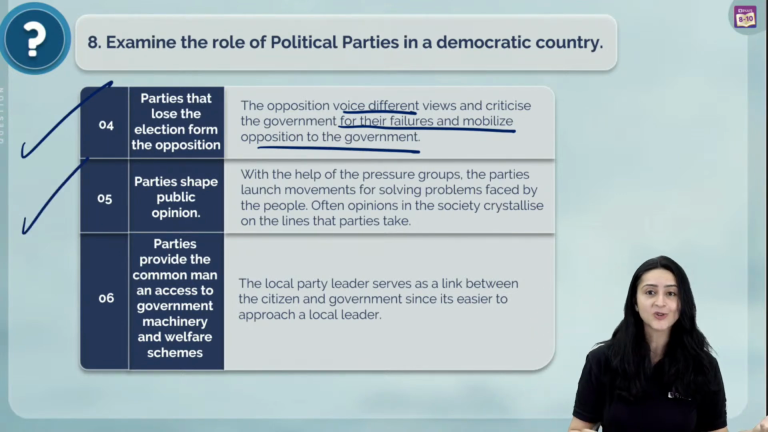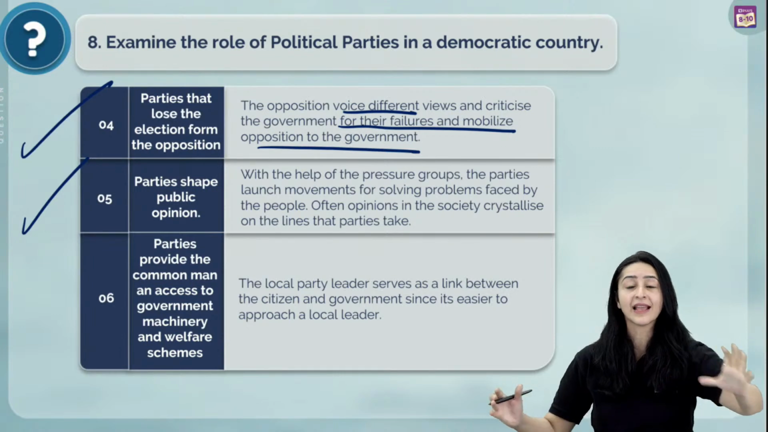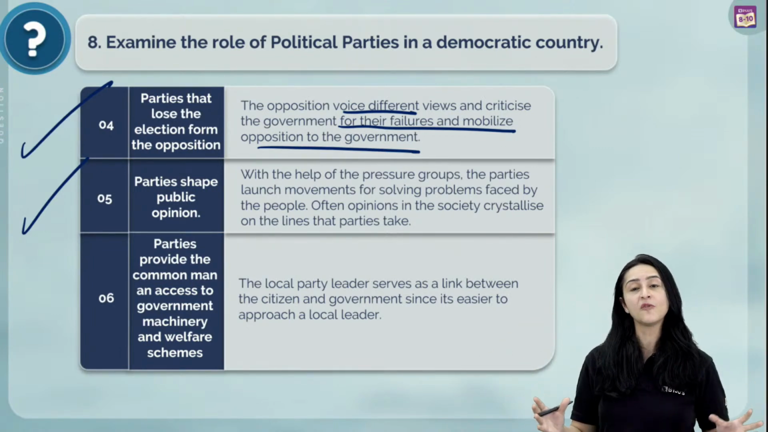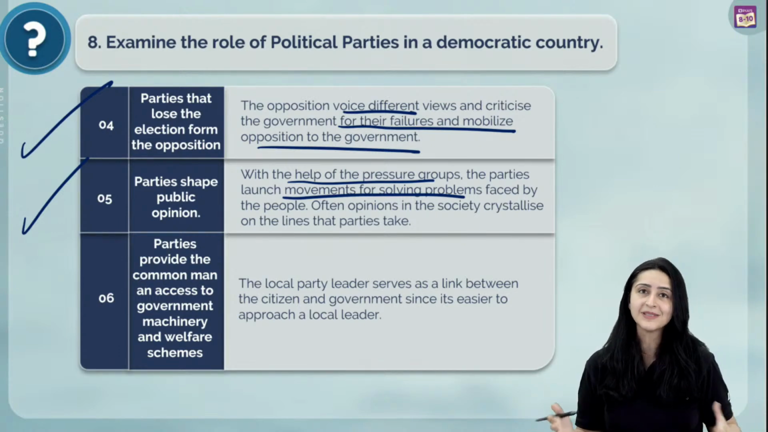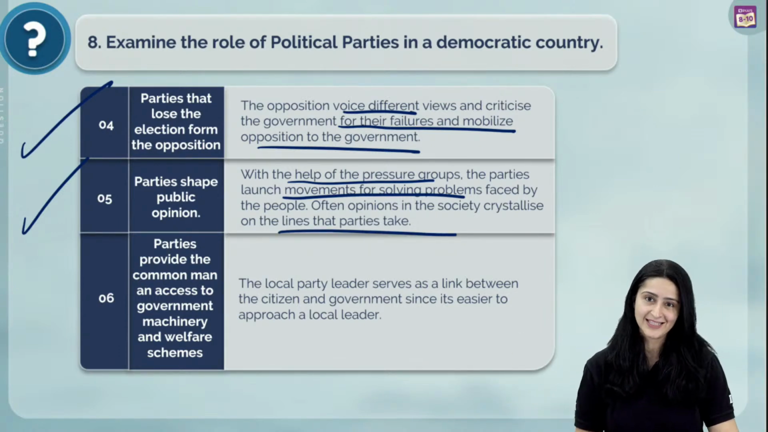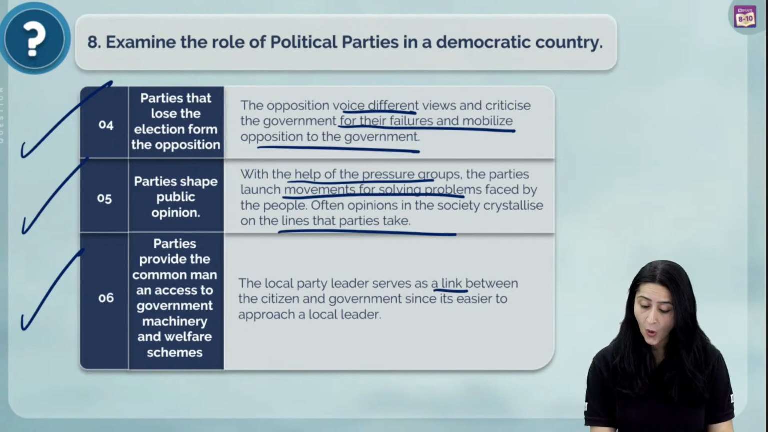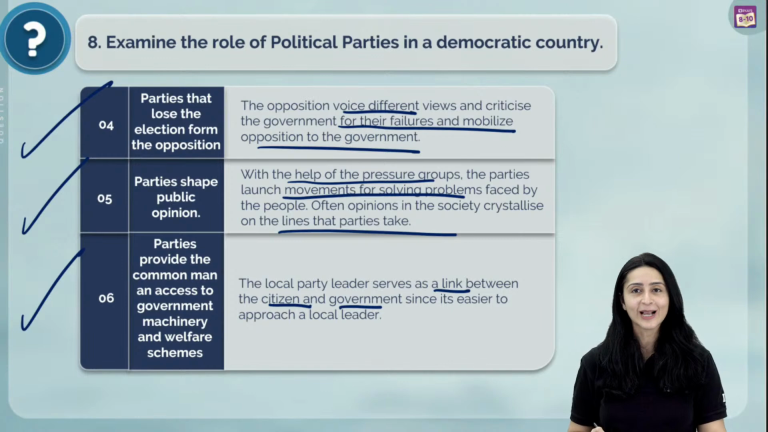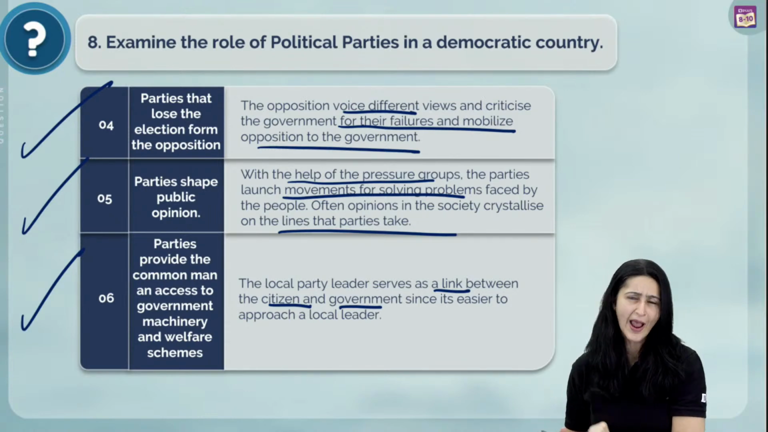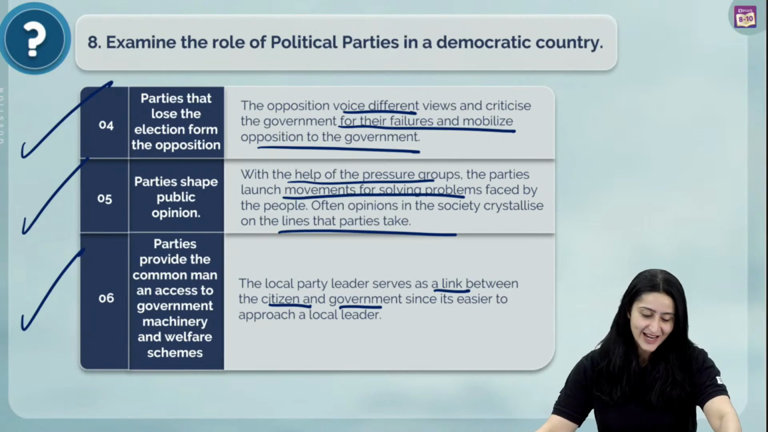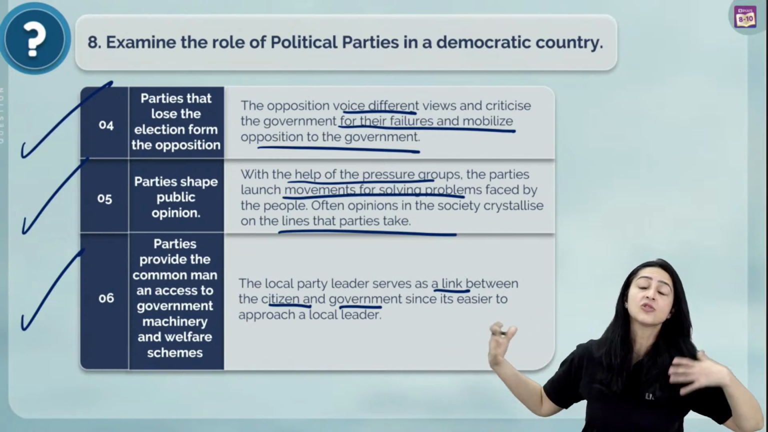Also, if you and your friends were the political party, then you could shape public opinion, which means if you want to influence the public on a particular matter, then you could organize pressure groups, and you could have mass movements that actually help people to understand the issue, and you could talk about solving problems, and this way you can shape public opinion, right? Also, as a political party, you have the very important job of forming a link or a bridge between the citizen and the government. We know that a citizen cannot directly approach the government, so it's easier for the citizen to approach the local leader, that is you and maybe your friends, and then they will have access to the government machinery and welfare schemes, right?